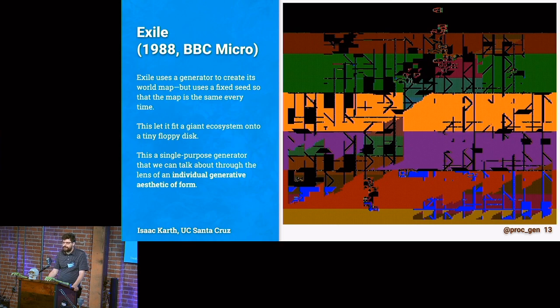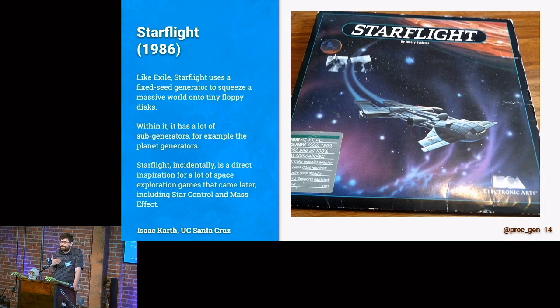Another really clear example where this lens is useful is talking about games that have one single overarching generator that has a fixed seed. This was really popular back in the days when everything had to fit on a tiny floppy disk. So you had several games like Exile that used the generator to create these massive worlds that you could explore. So you've never really seen what the generator as a whole could make, because it's always working off one fixed seed.